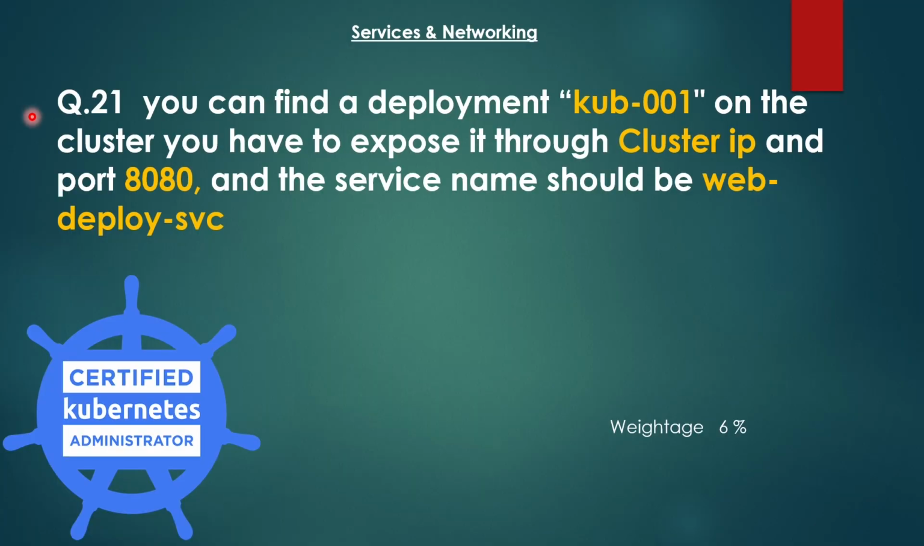The next question is quite similar to the previous question, the only change is to expose a deployment instead of a pod. You can find a deployment, kube 001, on the cluster. You have to expose it through cluster IP and port 8080, and the service name should be web deploy SVC. OK, let's go to the cluster.